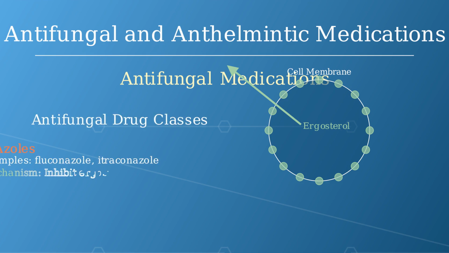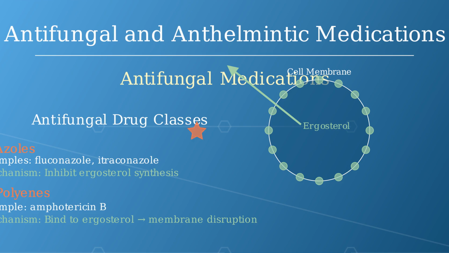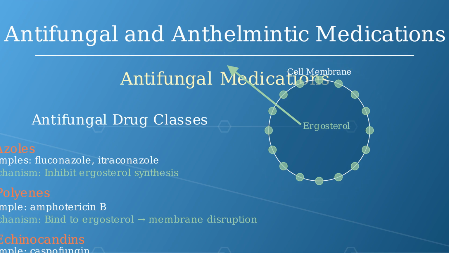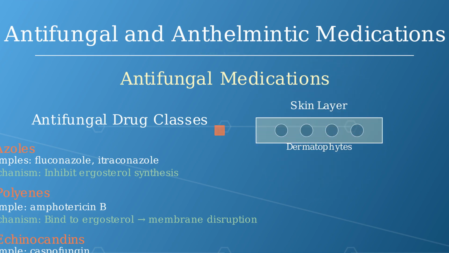Azoles like fluconazole and itraconazole inhibit the synthesis of ergosterol in fungal cell membranes. Polyenes like amphotericin B bind directly to ergosterol, causing membrane disruption and cell death. Echinocandins, such as caspofungin, work differently by inhibiting fungal cell wall synthesis. Allylamines, like terbinafine, are primarily used for dermatophyte infections of the skin, hair, and nails.